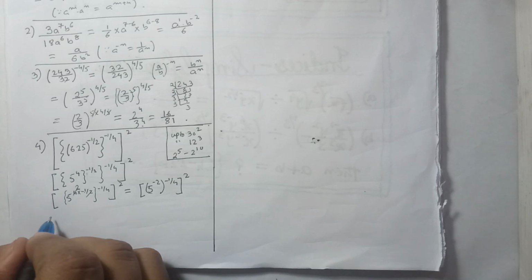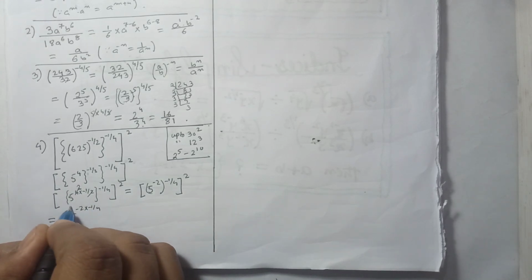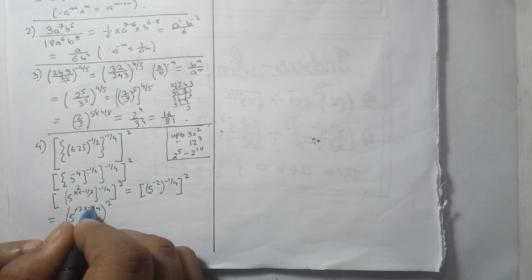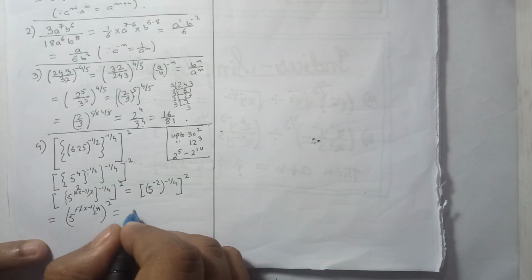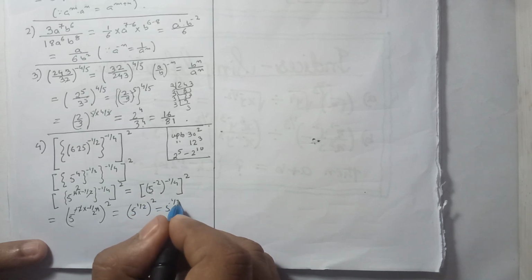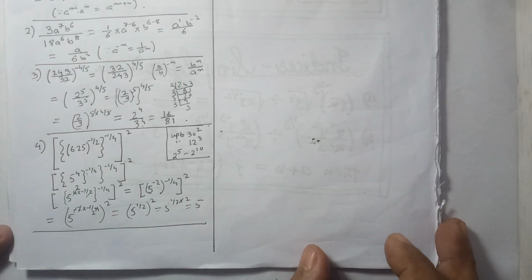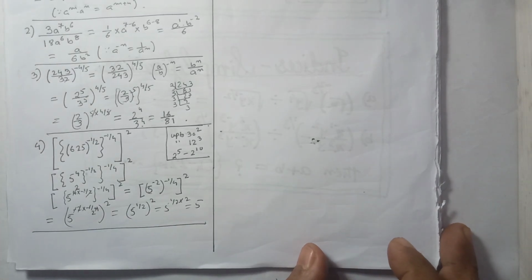Again we multiply this thing. So that is 5 to the power of minus 2 into minus 1 by 4 square. It is 5 to the power of half to the power of square, is 5. Right? Fine. Moving to the next 4.